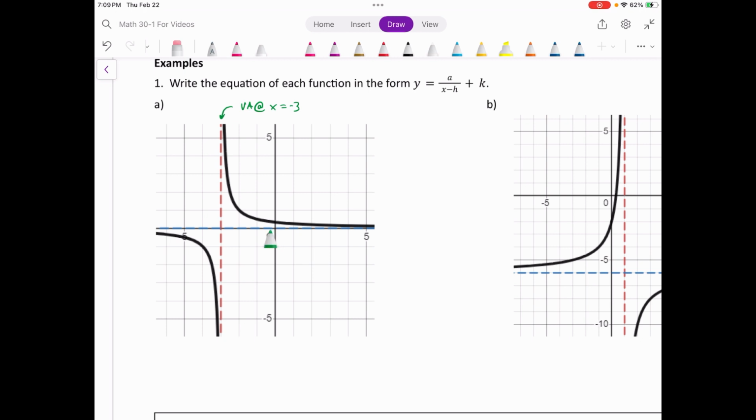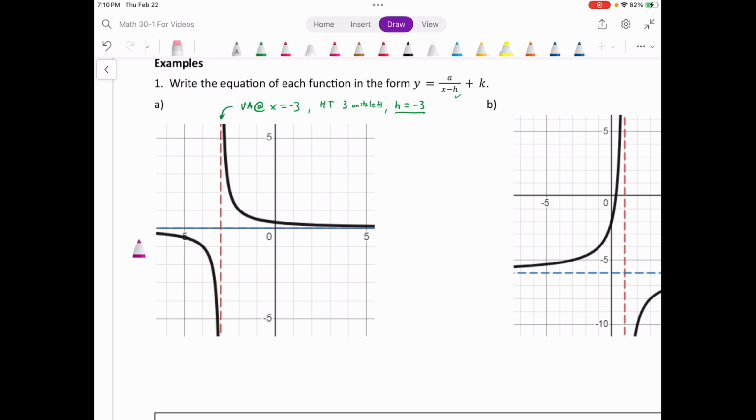So we've translated this 3 units to the left, right? Stretches can't change where our asymptotes are because our asymptotes are at x equals 0 and y equals 0 for y equals 1 over x. So VA at x equals -3, suggesting a horizontal translation 3 units left. And therefore, h equals -3. Boom, 1 down, 2 to go.